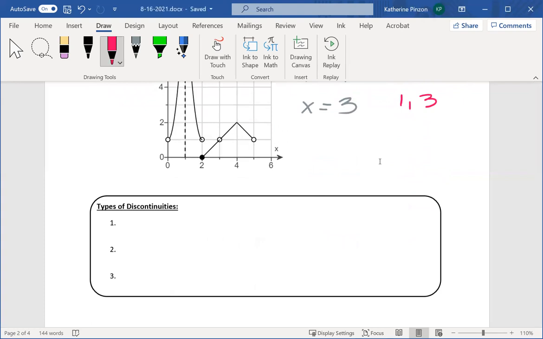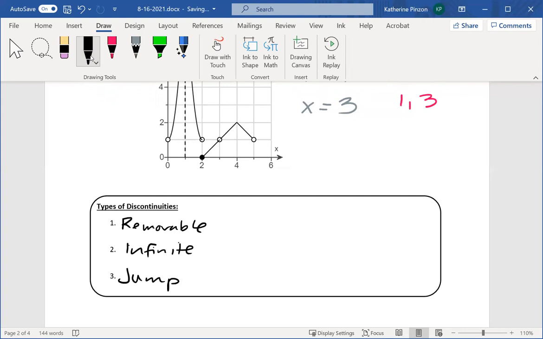Okay, so we're going to talk about 3 kinds of discontinuities, and they all relate to those 3 properties of what it means to be continuous. The 3 kinds of discontinuities are removable, infinite, and jump.